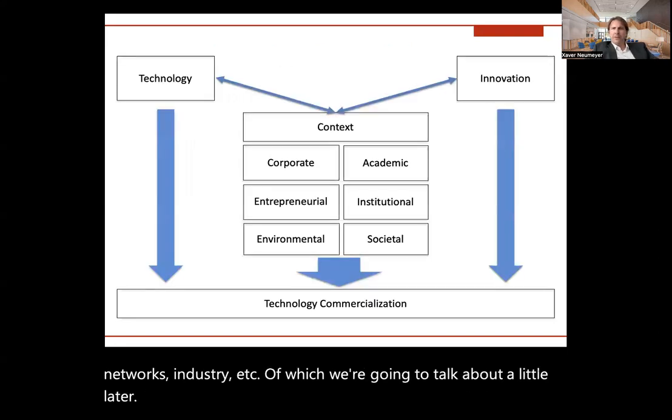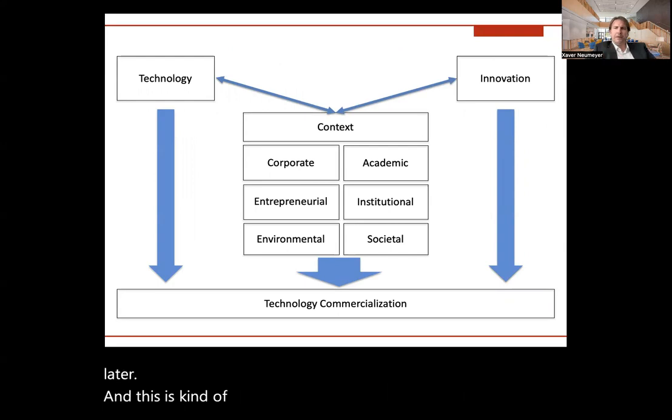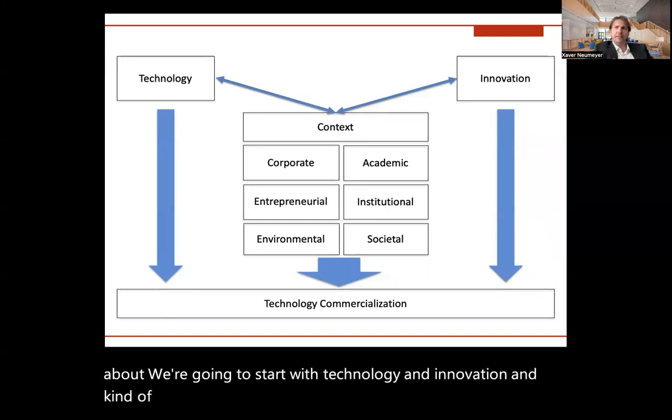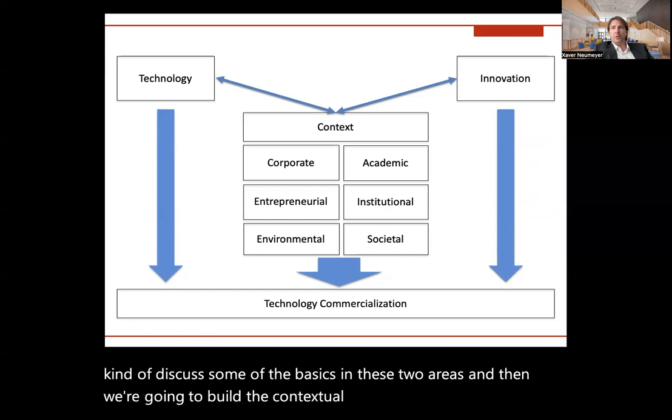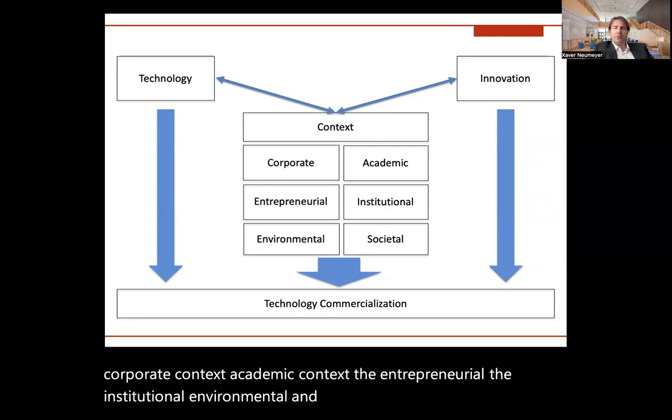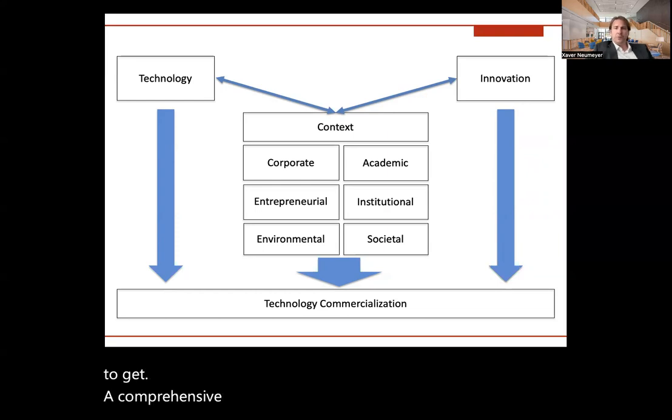This is a broad idea of what we're going to talk about. We're going to start with technology and innovation and discuss some of the basics in these two areas. Then we're going to build the contextual areas around it: the corporate context, the academic context, the entrepreneurial, the institutional, environmental, and societal. And we're going to emerge with a comprehensive view of technology commercialization.